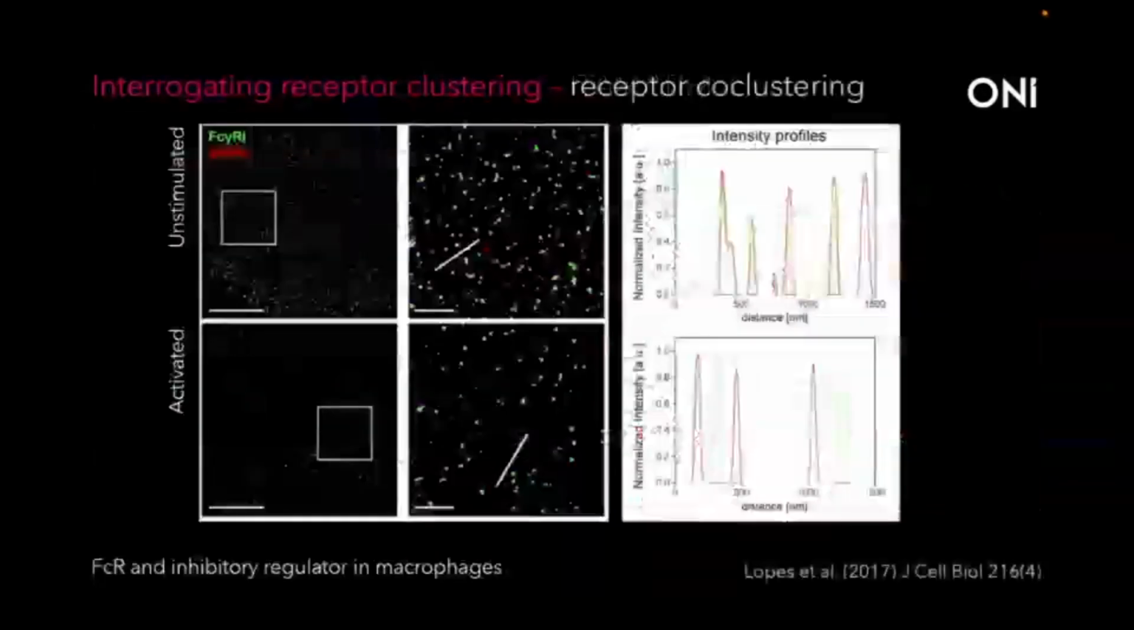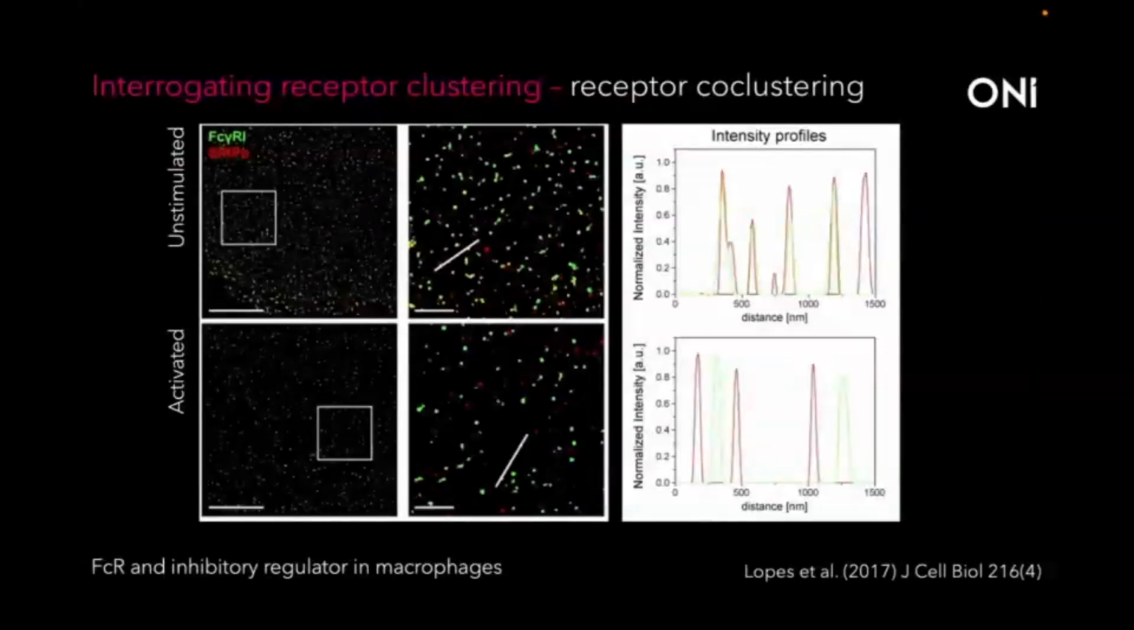So as an example, here we can see a study from Dan Davis's group where they were looking at macrophage activation, looking at FC receptors, which are one of the many molecules that have ITAM-ITIM mechanisms. And this is FC gamma receptor 1, so against IgG. What we can see here is that the inhibitory molecule SIRP alpha, this was studied using dSTORM microscopy, in an unstimulated cell is very closely co-localized with these small clusters of FC receptor.